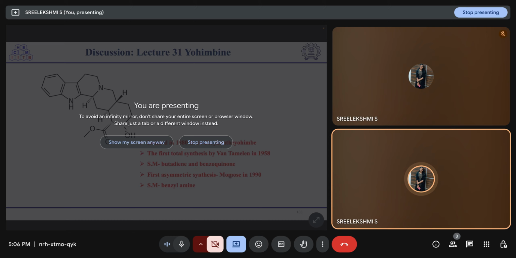The Martin total synthesis was published in 1990, and it is the first formal asymmetric synthesis. The key steps include an asymmetric intramolecular Michael reaction, and he used protected benzylamine as the starting material. Martin's group synthesized this molecule in 13 linear steps with 25.6% overall yield.